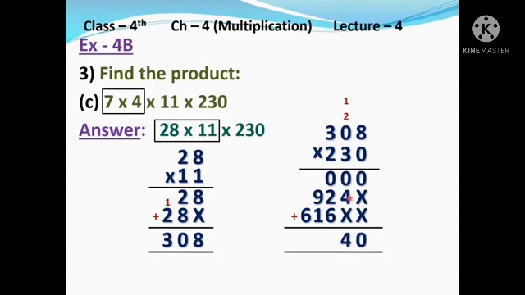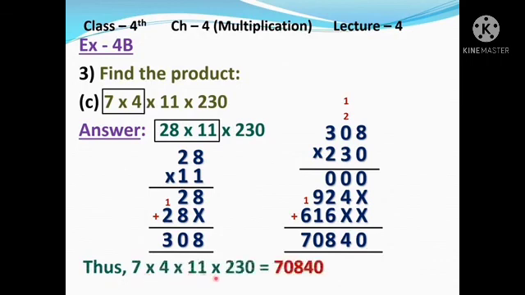0 here. 0 plus 4, 4, right? 4 here. 0 plus 2, 2 plus 6, 8, right? 8 here. 9 plus 1, 10, right? 0 here and 1 carry. 1 plus 6, 7, right? 7 here. So the answer is 70,840. Write down thus: 7 multiply 4 multiply 11 multiply 230 equal to 70,840. Okay.